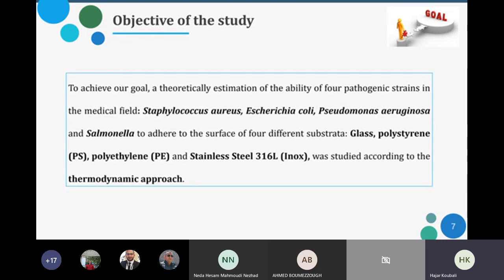In order to achieve our goal, a theoretical estimation of the ability of four strains in the medical field, Staphylococcus aureus, E. coli, Pseudomonas aeruginosa, and Salmonella, to adhere to four different substrata that are commonly used in the medical field, that are glass, polystyrene, polyethylene, and stainless steel, was studied. We used the thermodynamic approach.